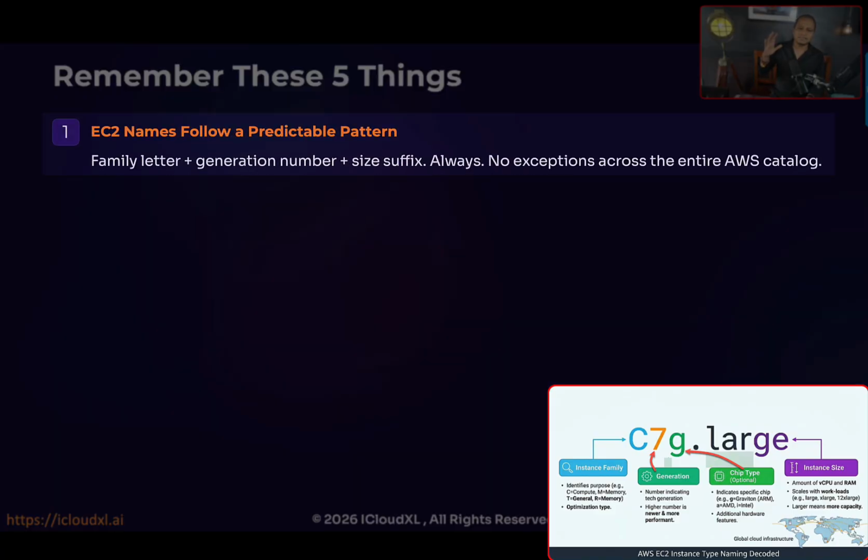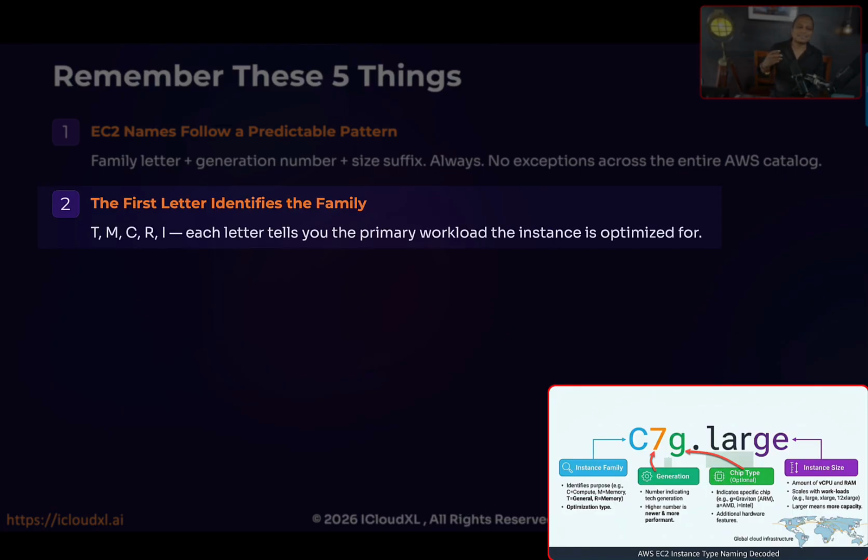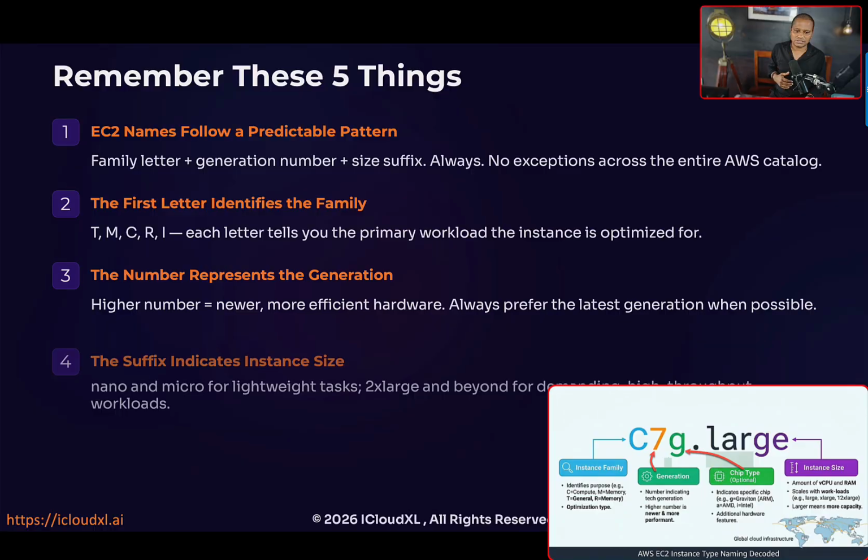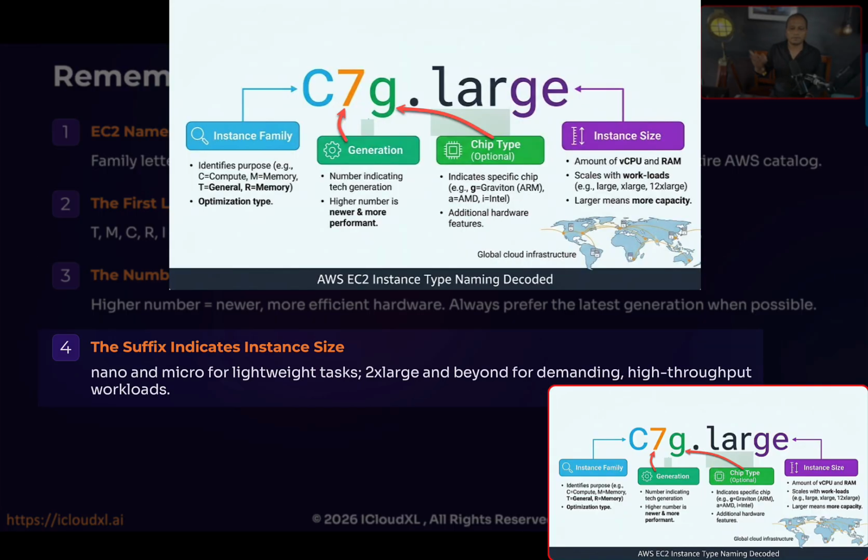Remember the 5 things before you go. EC2 names follow a predictable pattern. Definitely in the name you will see the family letters, then generation numbers, and the size suffix. The first letter identifies the family: T, M, C, R, I. T is for the general purpose EC2 instance. The second part is the number, and it represents the generation: third generation, fourth or fifth generation.